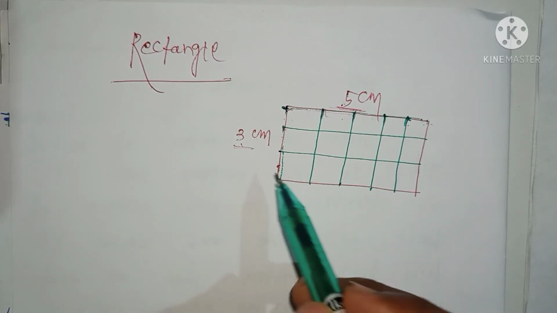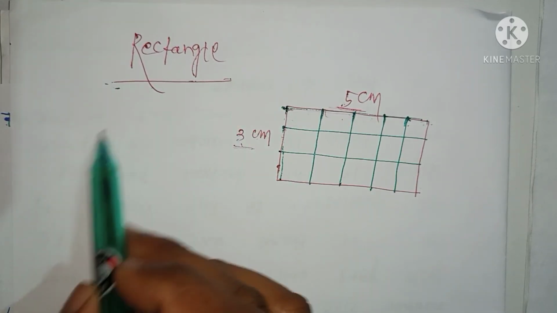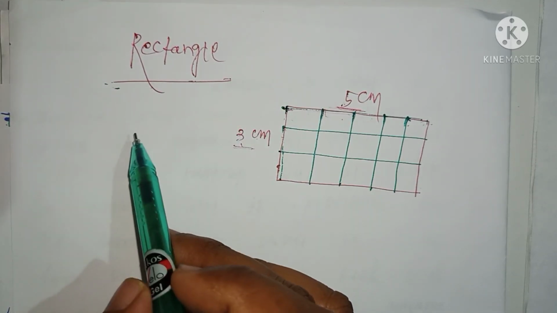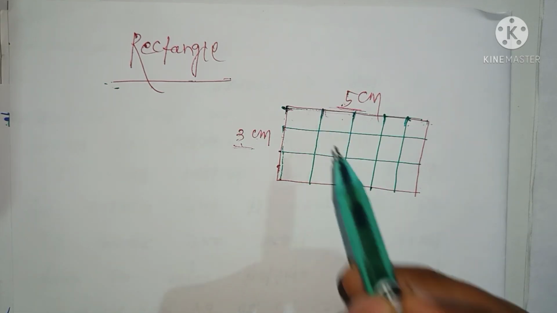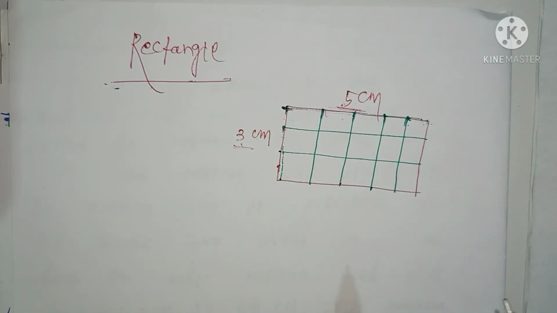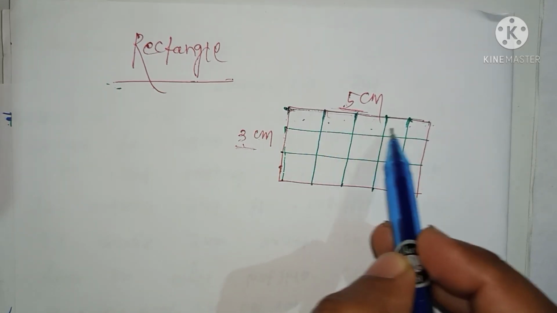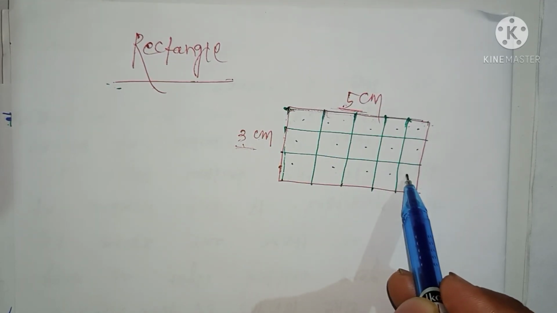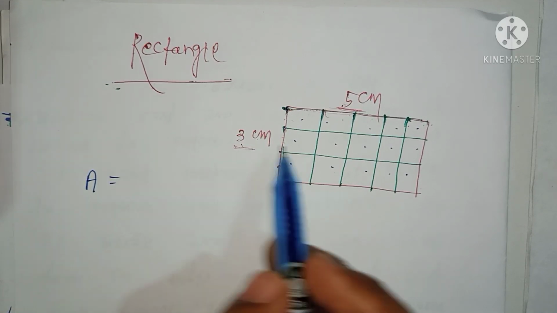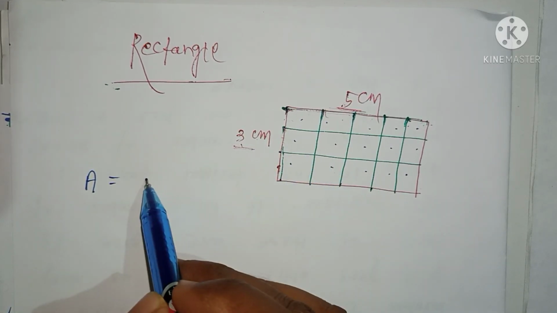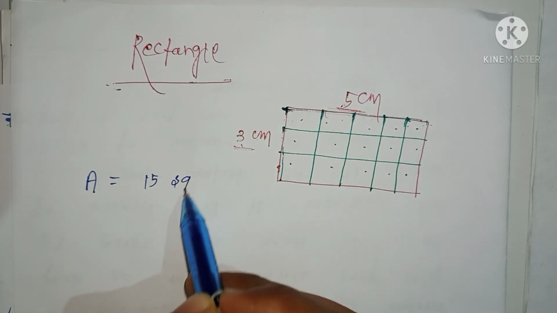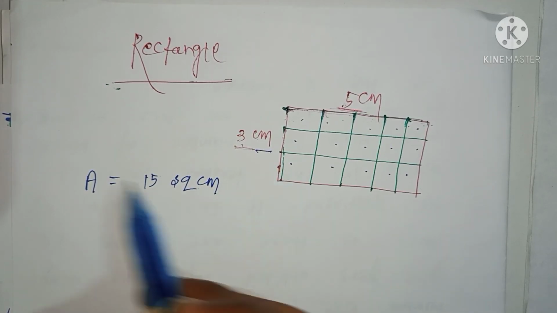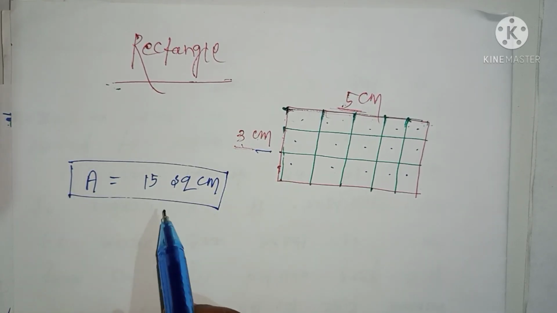Then our question is, what will be the area of the rectangle? Okay, so see, area means what? How many small squares are present in that figure? You just see here: 1 2 3 4 5 6 7 8 9 10 11 12 13 14 15. So you can say that the area of this particular figure, that is the rectangle, is 15 square centimeter. According to the unit you will write here. Okay, is it clear or not?